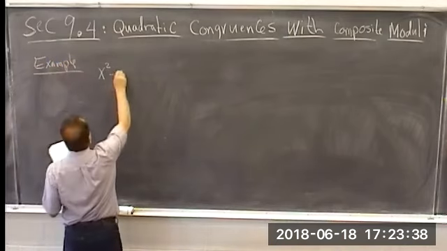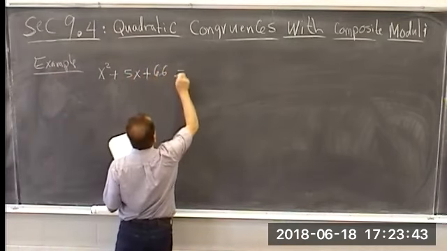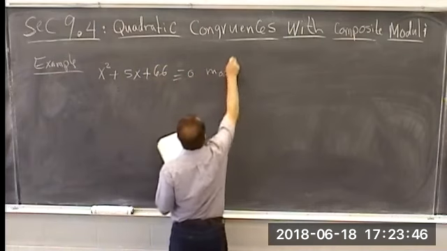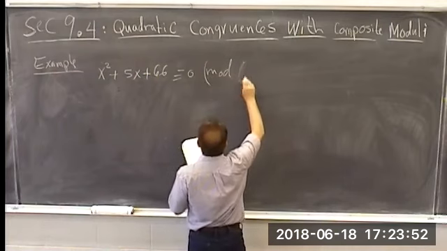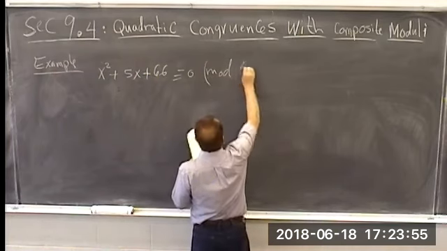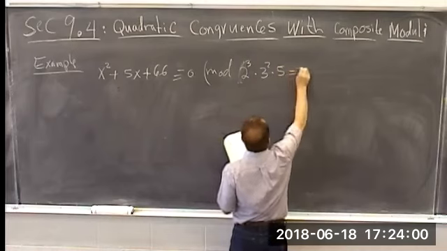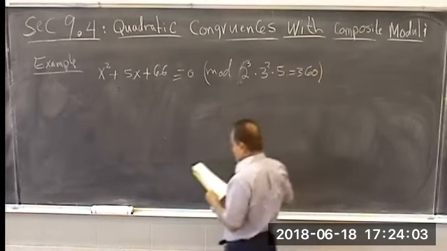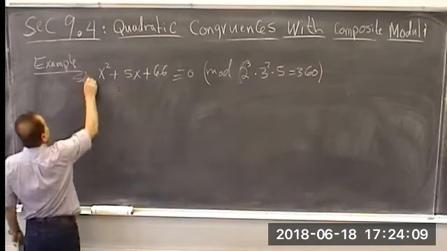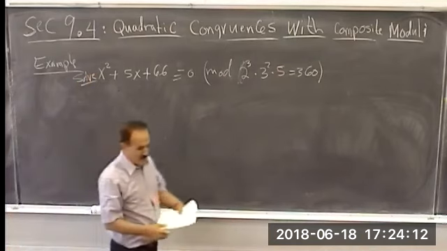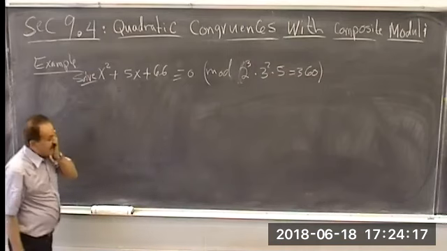x squared plus 5x plus 66 congruent to 0 mod, and I'm not going to multiply it out, it's 360, okay, which is 2 to the third, 3 squared, times 5. So this is 360. Okay? Solve it. I give you a hint. This does have a solution, unfortunately, because it satisfies the condition.